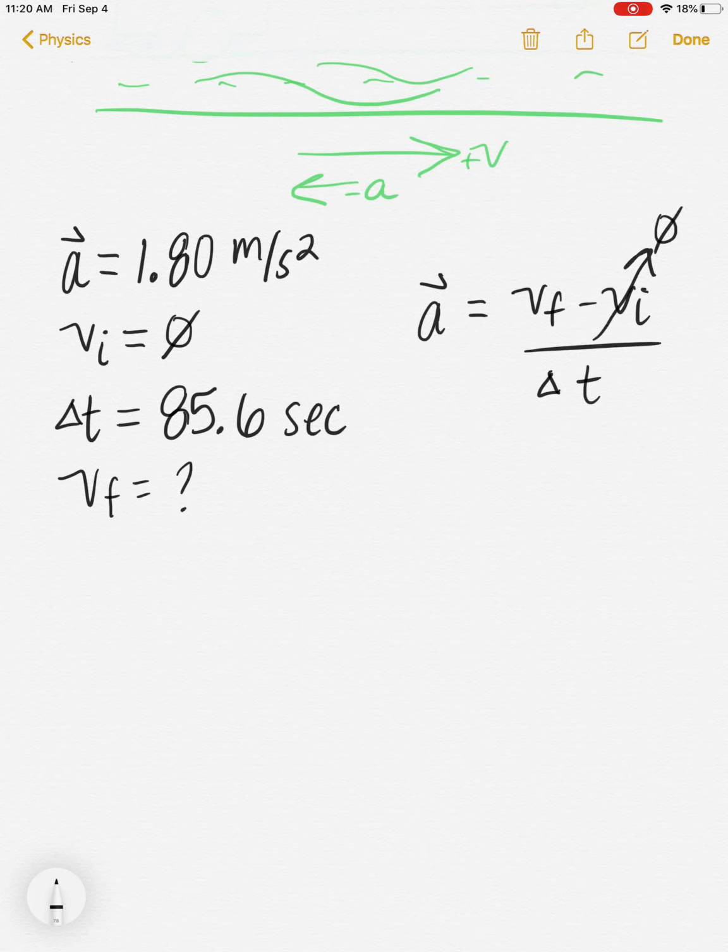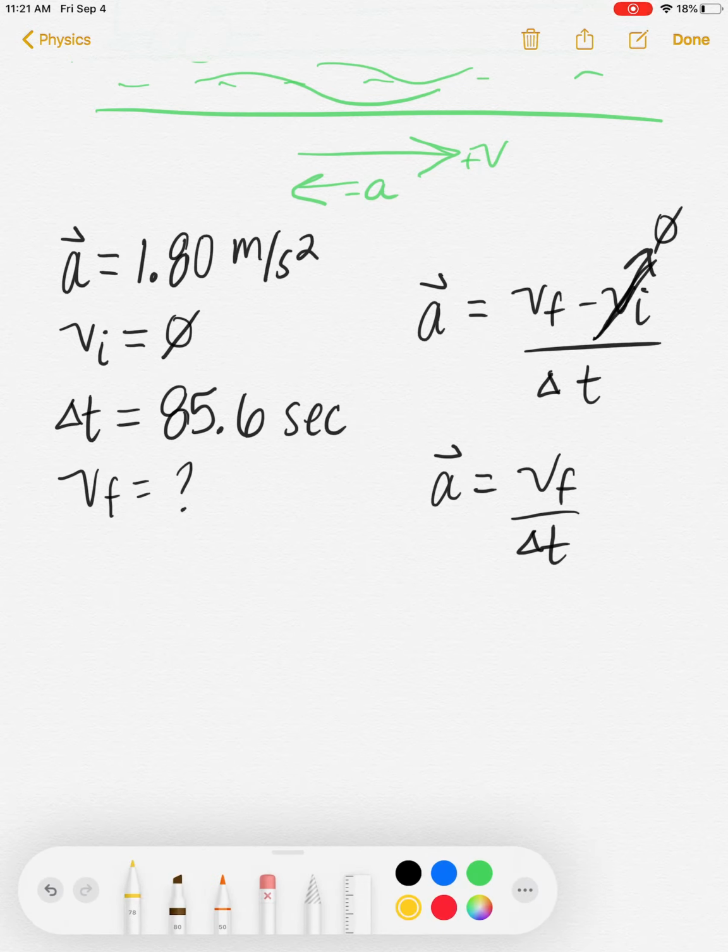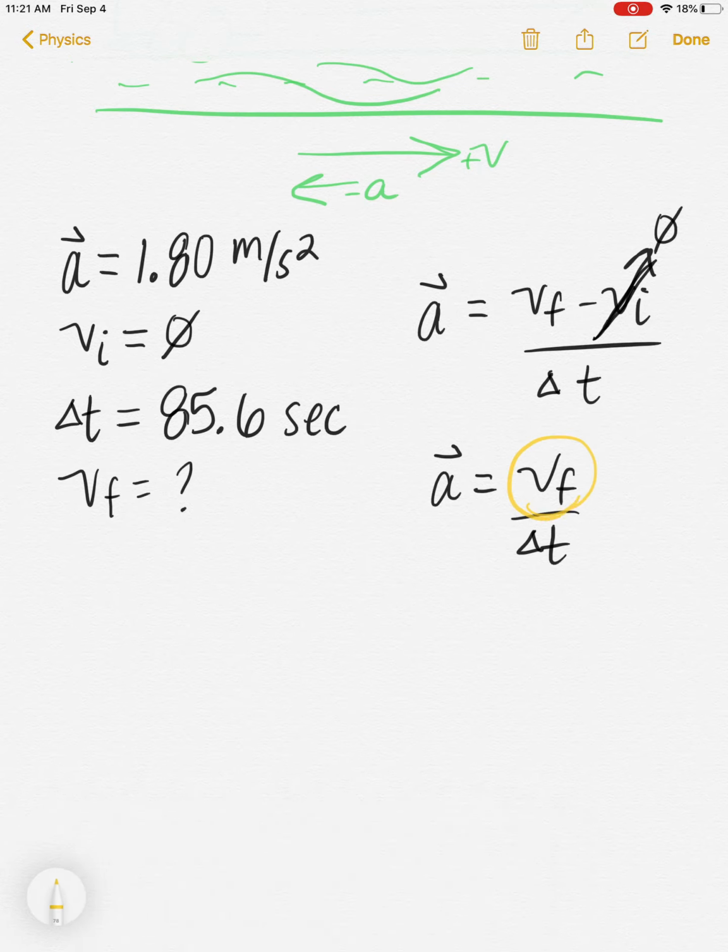Now, I frequently tell people to go ahead and drop out any terms that are 0. Since the initial velocity is 0, we can cancel out that term. So this is going to be rewritten as acceleration equals final velocity over the change in time. And if I want to solve for the final velocity, I've got to isolate it. So I need to get time away from that side of the equation. The opposite of dividing is to multiply, and whatever you do to one side, you must do to the other. So now this tells me that the final velocity should be equal to acceleration times time.